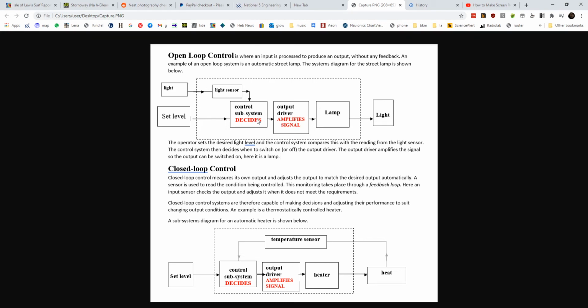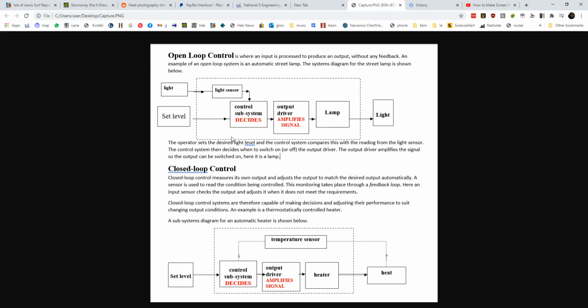Now, the control system won't have enough current to drive a lamp. The output driver is in between, and it amplifies the signal. Okay, so it's a big signal now, enough to drive the lamp, and it gives out the light. In this system, there is no link between the output and the control unit, so this one is what's called open loop control. Okay, so the control system is deciding.